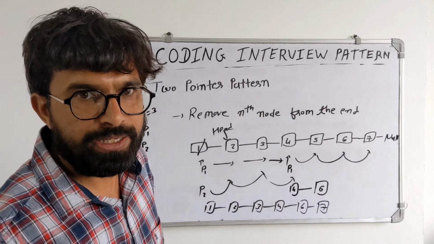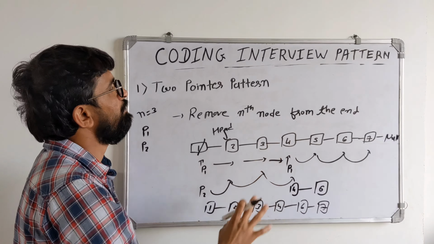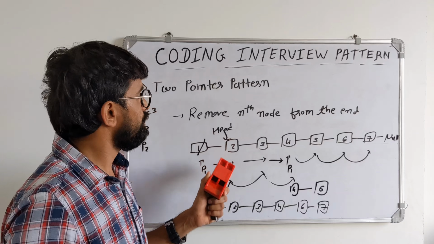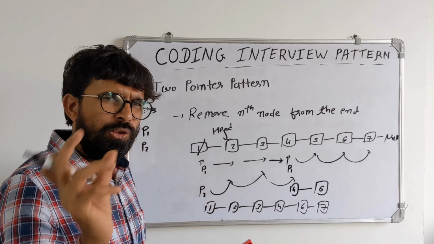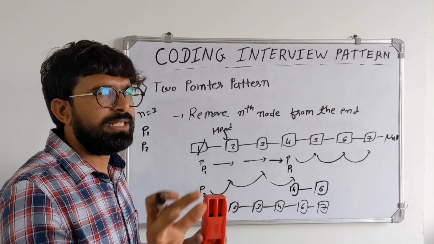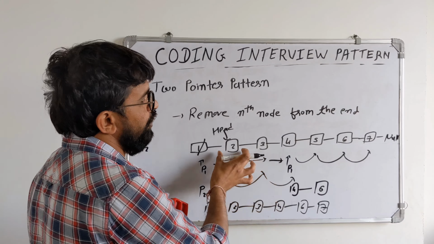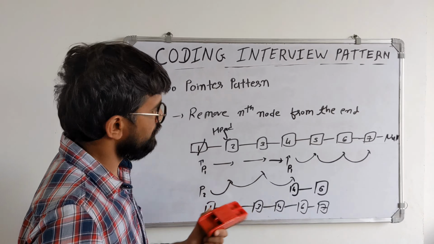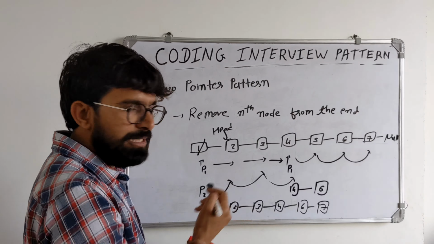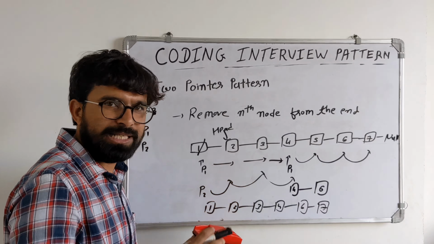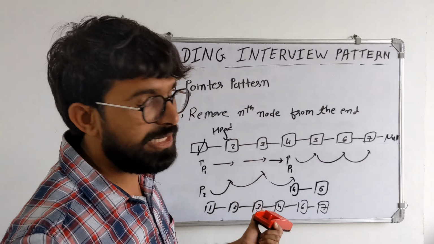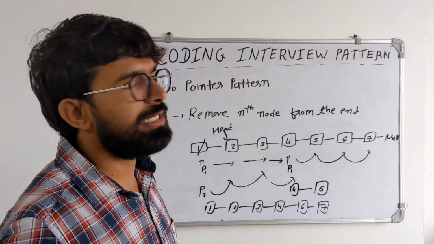Those things we need to handle, but in general this is how we can use the two-pointer pattern to remove the nth node from the end. I use the words node and element interchangeably, please consider them the same, I mean node for the linked list. Okay, let's dive in and program this in Eclipse, and see how it looks when we run it.